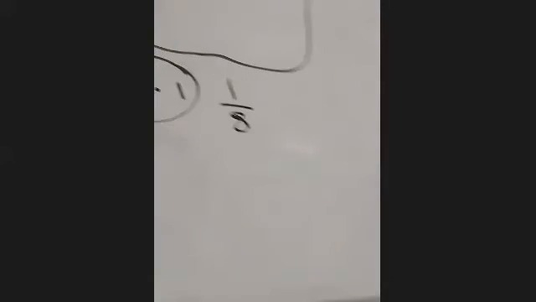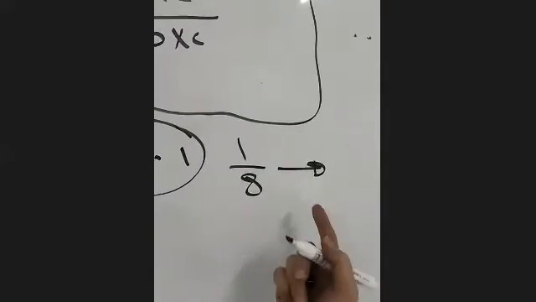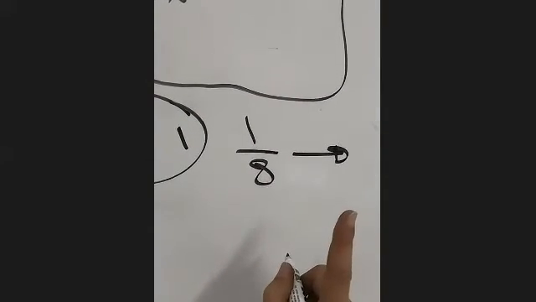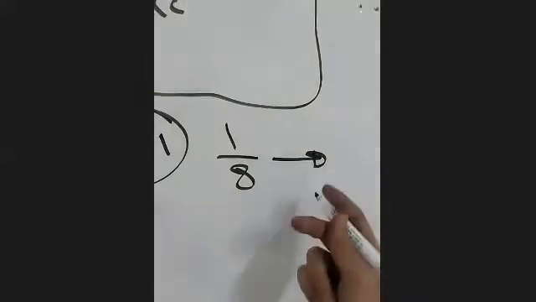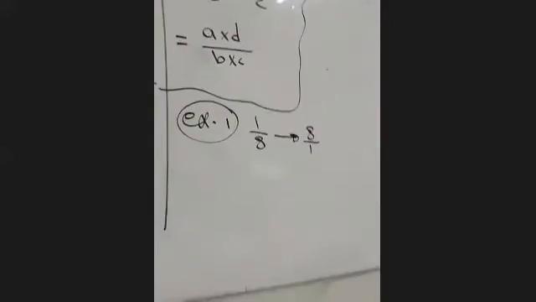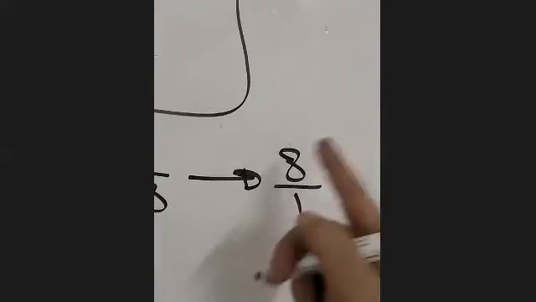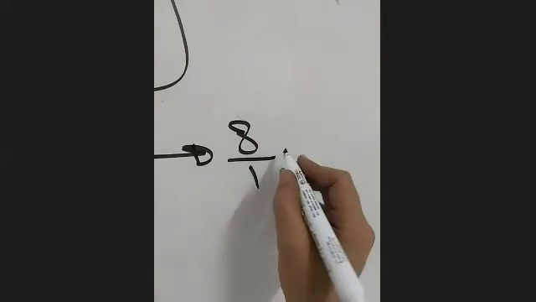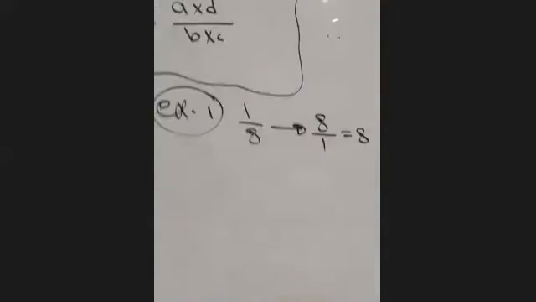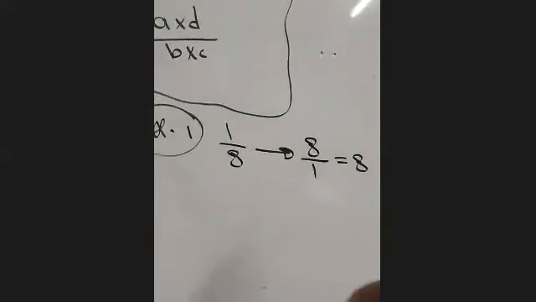Now, 1 over 8, guys, will be written with an arrow. Do not write equal in finding the reciprocal. The reciprocal of 1 over 8 is 8 over 1. We know that; we flip. Now, 8 over 1 means 8 divided by 1. Do not keep it as 8 over 1. 8 over 1 is 8. So the reciprocal of 1 over 8 is 8.